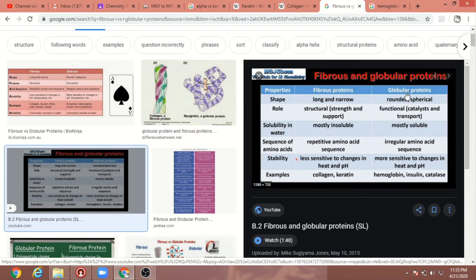Now the globular proteins, very versatile. First of all, I'm going to skip down here to the sequence of amino acids. You're going to have a very irregular amino acid sequence. So you have no idea what tertiary shape the globular proteins are going to take until you sequence the amino acids and analyze all the side chain interactions. But at the end of the day, most of the side chains are going to be on the surface, are going to be polar, so they're going to be soluble. And the shape is going to be rounded-ish.